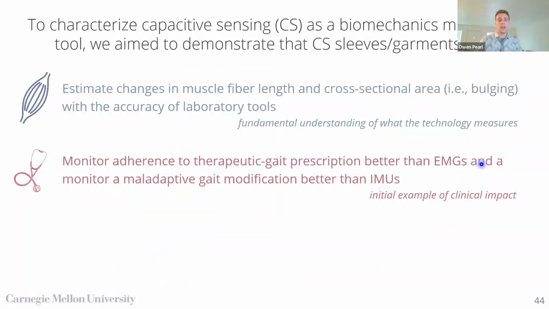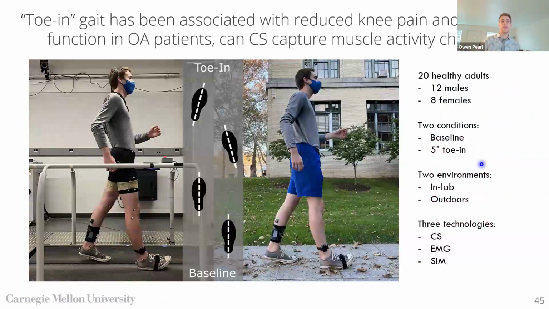But the next question is, okay, let's say we have a signal and we know what it means or we can interpret it. How useful is that signal going to be at actually detecting changes in muscle behavior in clinical applications? So to do this, we tested two different clinical applications. The first one is a toe-in gait modification.